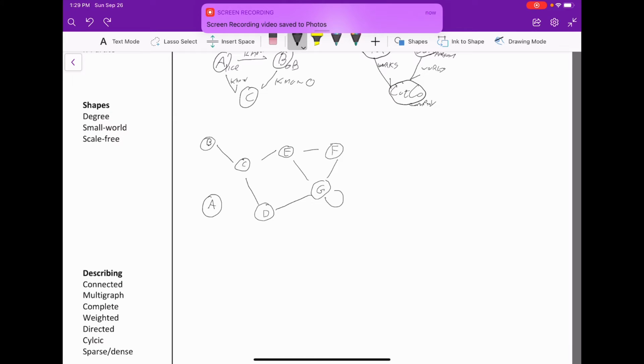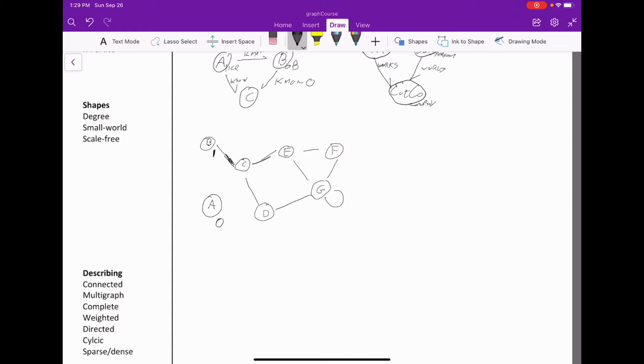The degree of a node in a graph is the number of edges incident to that node. For example, with this graph, we see that A has degree 0 since there's no nodes incident to it. B has degree 1. C has degree 1, 2, 3. What about node G? Let's see, we have 1, we have 2, we have 3, and we've got this edge, which is actually incident twice. So G has degree 5.